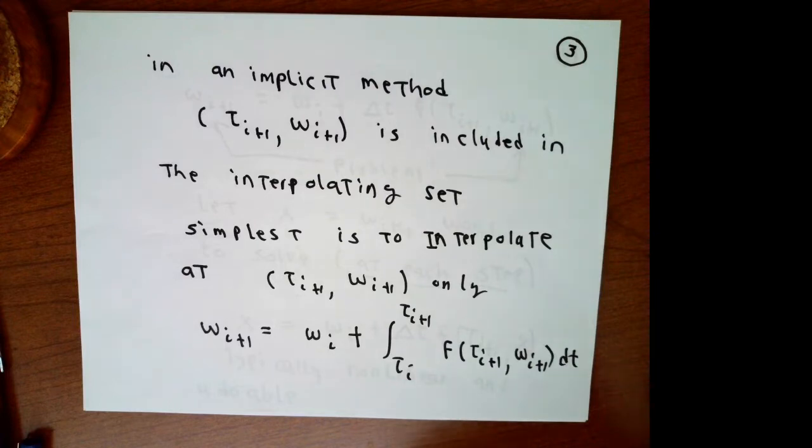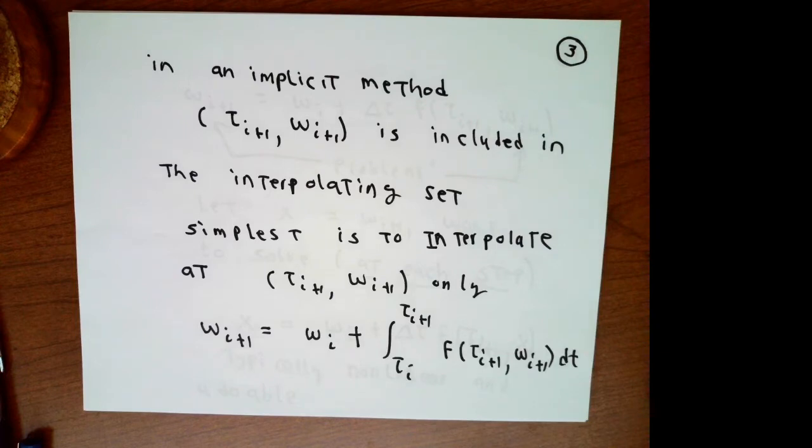That sort of method is called an explicit method because it uses only information that's already available. An implicit method uses information that we already know plus some that we don't know, which is a very odd sounding thing. The simplest possible implicit method would be to approximate f by the function value at ti plus 1 wi plus 1.